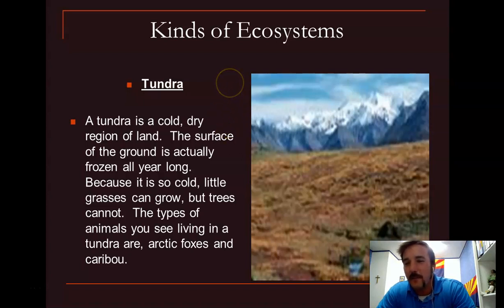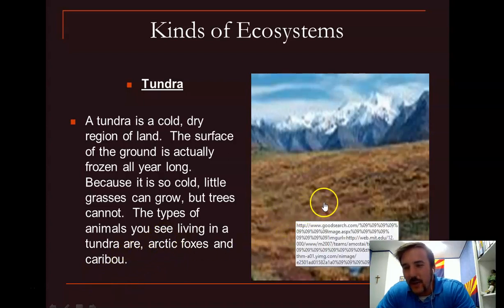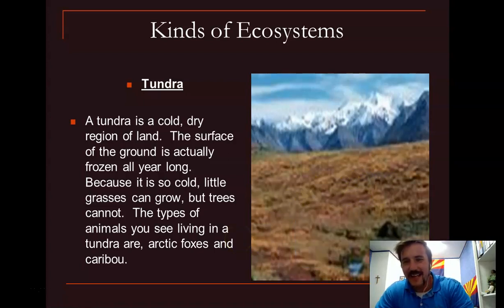Does that mean no plants and no animals are there? No, it doesn't. There are plants. There are different animals. You might see Arctic foxes and the caribou and things like that. And really there's not a whole lot of big tall plants. Grass and shrubs can grow there. Not a lot of trees. In fact, even a lot of trees can't grow there.